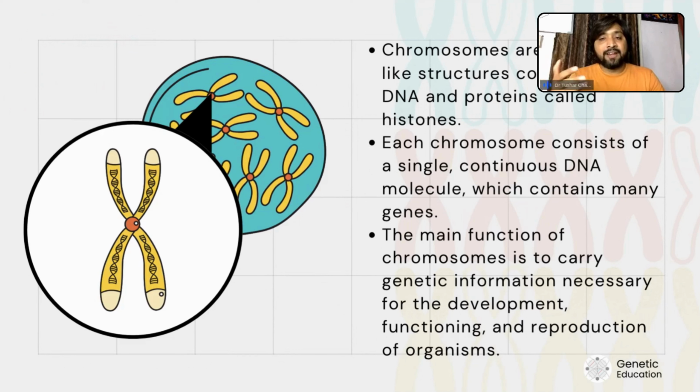It's a long thread-like structure composed of DNA and protein called histone. Each chromosome consists of a single continuous DNA molecule which contains many genes. There are thousands of genes on each chromosome, and roughly we have 20 to 23,000 genes in our genome. The main function of the chromosome is to carry genetic information necessary for development, functioning, and reproduction.